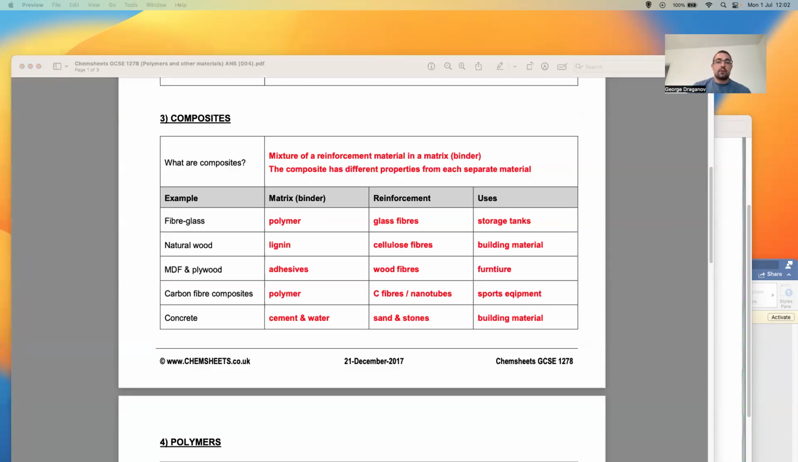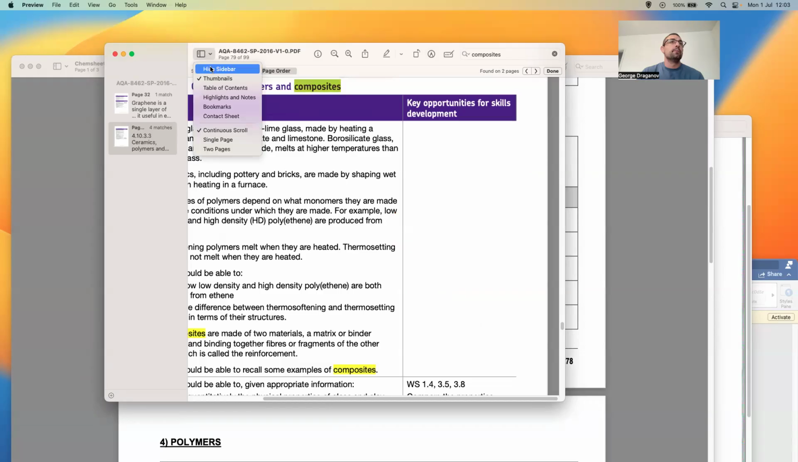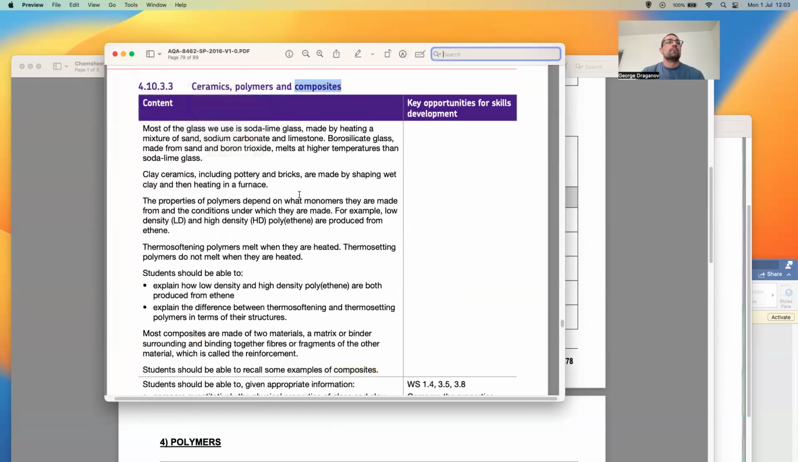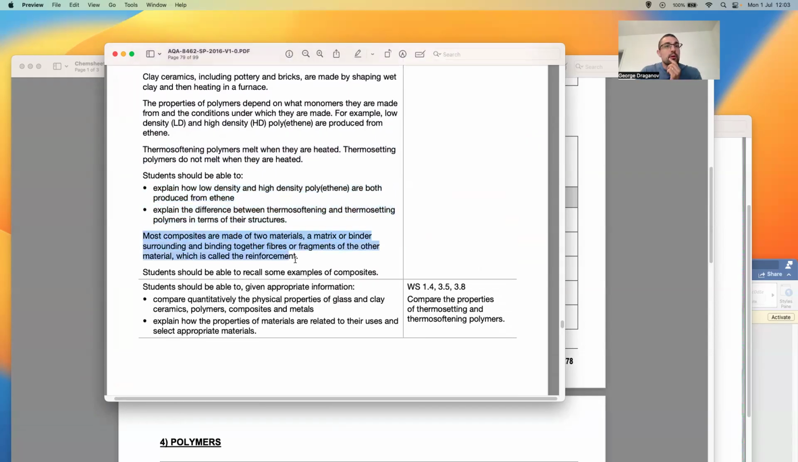You essentially need to know some examples of composites. So if I show you the syllabus extract on this, there's the topic, clay, ceramics, and composites. Now we did glass as well. So glass is here. We've covered this part already. We covered clay. We've covered this before in the polymer topic, and we've covered this in the polymer topic for AQA. We've done high density and low density polyethylene and thermosoftening and thermosetting. Today, we're literally just looking at a small teeny weeny section here.